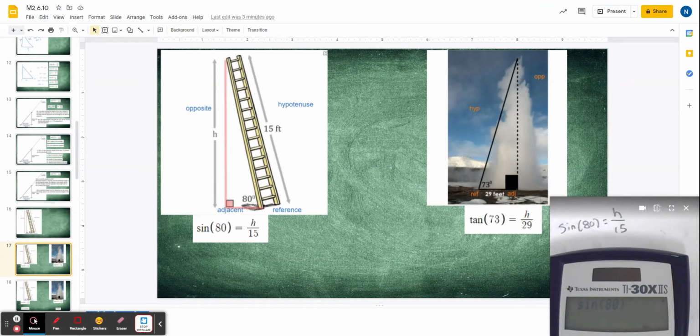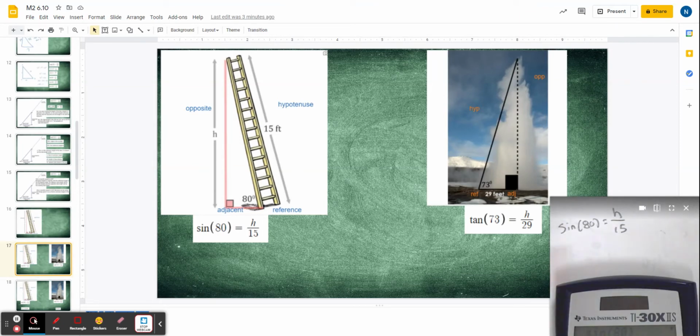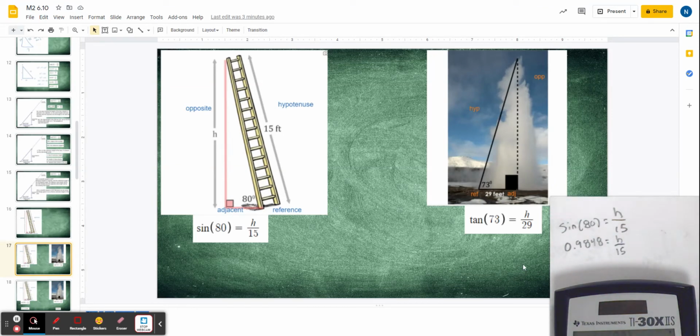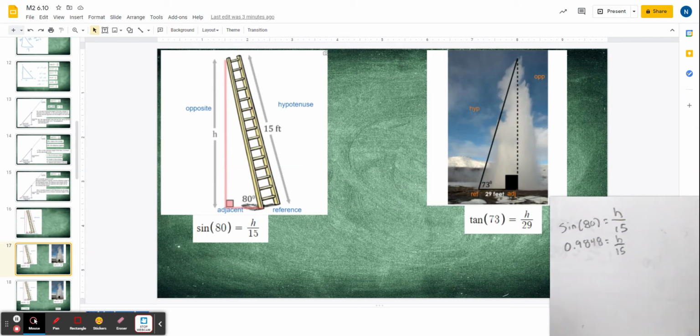Sine of 80 is equal to the ratio of 0.9848. And I'm rounding, I'm using 4 decimal places. That's pretty accurate there. And so the sine of 80 is a ratio, and that ratio is equal to 0.9848. And to solve for my height h, I can use the inverse operation.